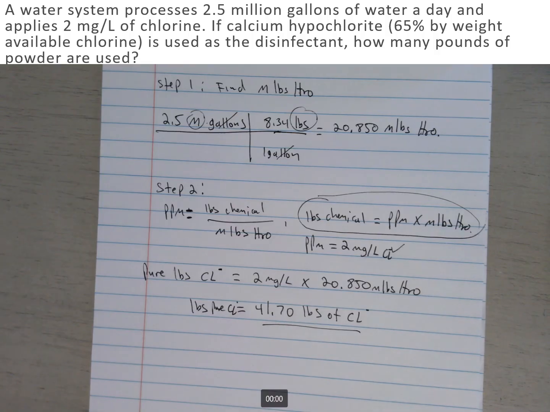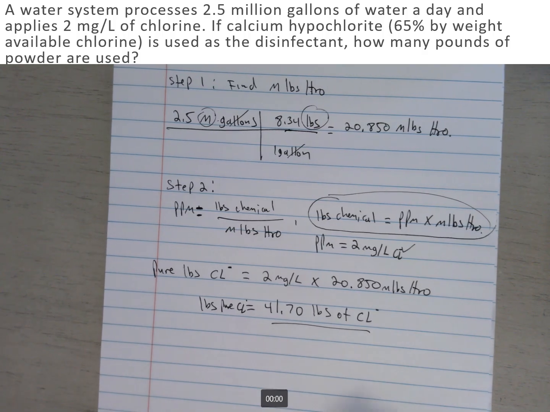So, since there's no way for us to determine exactly 41.7 pounds of chlorine in this powder that has 65% available chlorine by weight, we have to use that percentage calculation to find how many pounds of the powder we need to use.